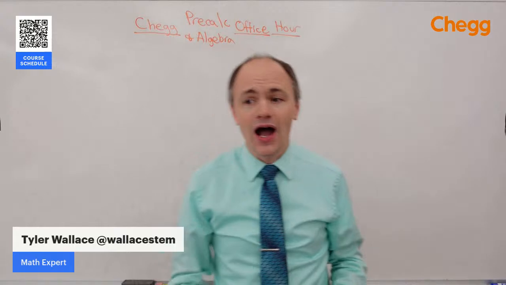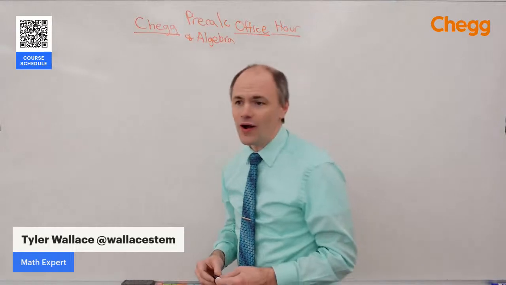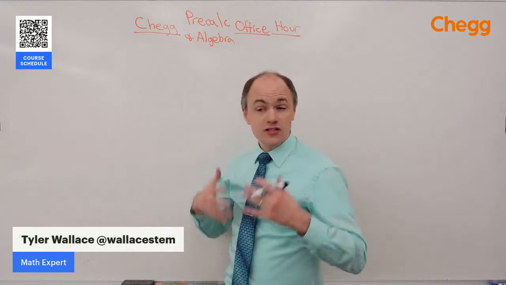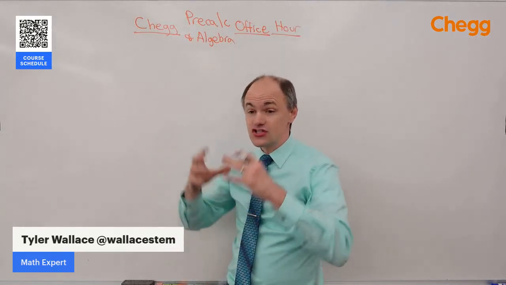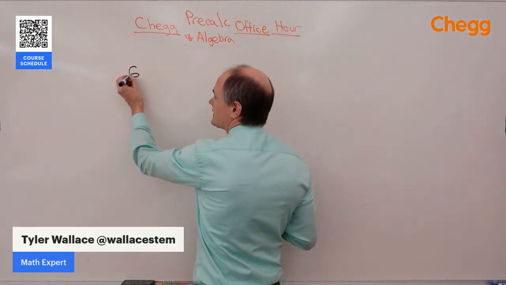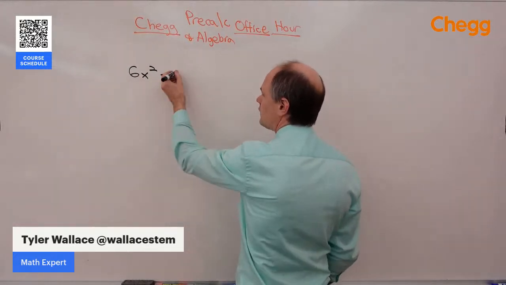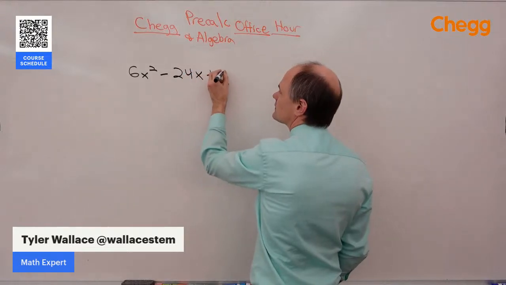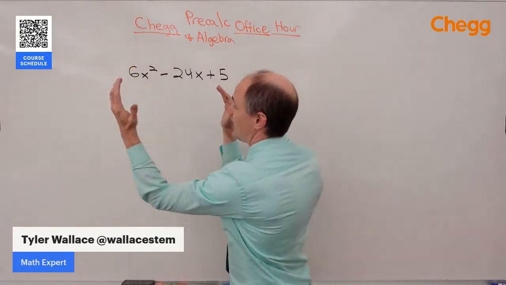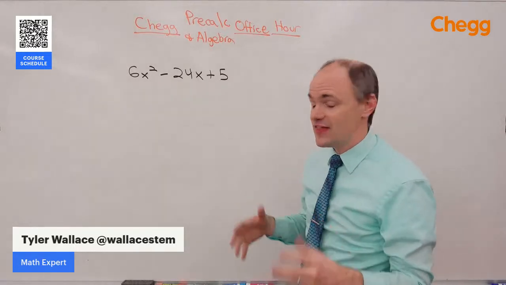To kick things off though, I am a big fan of completing the square. So I want to start with a completing the square problem, just to practice and review the process, specifically when it's not equal to a number, but it's just a function that we need to complete the square on. So I might have something like 6x squared minus 24x plus 5. And we want to complete the square on this. What that means is we want to write this as a perfect square plus something else off to the side that is kind of in the way.